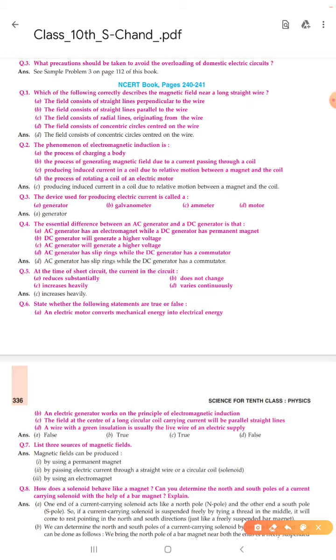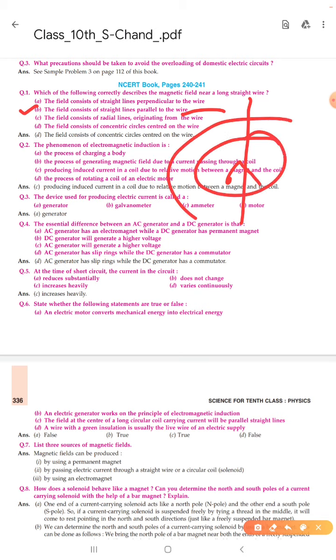Now we will check the options of this question. First option, the field consists of straight lines perpendicular to the wire. Number 2, the field consists of straight lines parallel to the wire. Number 3, the field consists of radial lines. Number 4, the field consists of concentric circles centered on the wire. As we know, when there is a current carrying conductor, the magnetic field lines are concentric circles. There are a number of circles which are concentric.